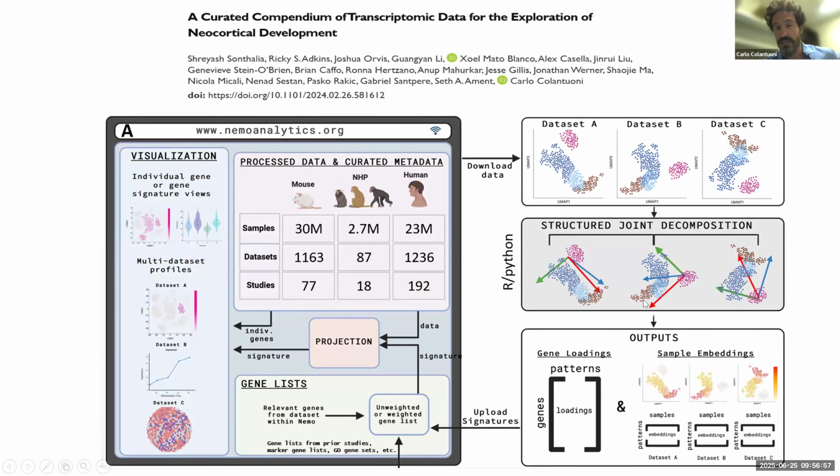interesting gene signatures. So we take subsets of the larger collection and do joint decomposition that takes apart, instead of one data set at a time, multiple data sets. So the components you come out with are not a PC1 of one data set, but a component that is shared across many. And then we can take those signatures back into NeMO and look at them across species and times to see where and when they occur. So what does all this mean?